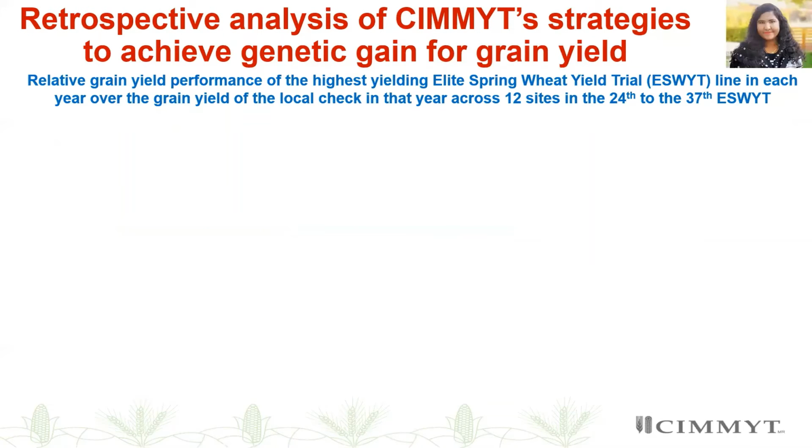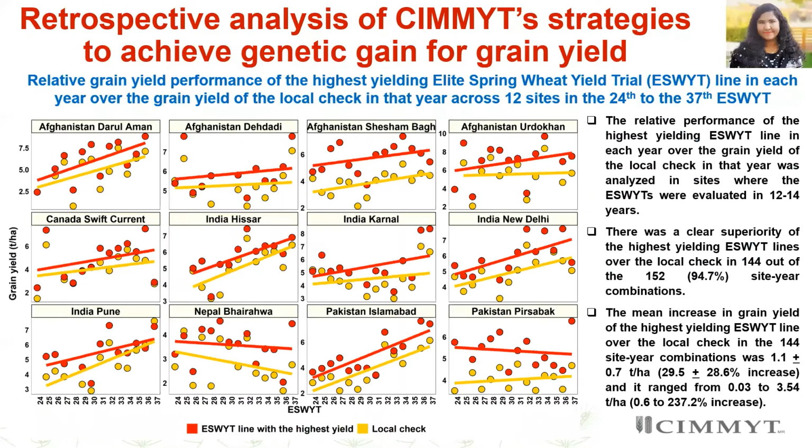We also looked at the grain yield performance of the SWIT lines in contrast to the local check. And for this, we used 12 different sites where we had a good amount of data from the 24th to 37th SWIT. As you can see in this figure, these are the 12 different sites that we looked at. The red dots show the SWIT line with the highest yield in that particular SWIT in that particular location, and the yellow lines show the yield of the local check.